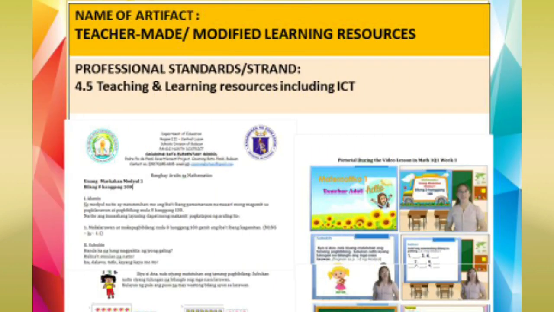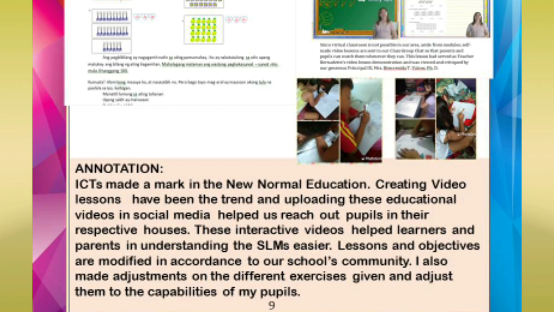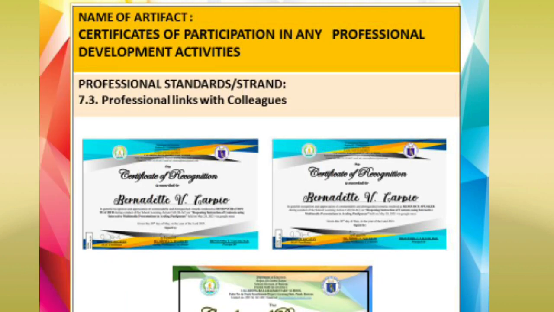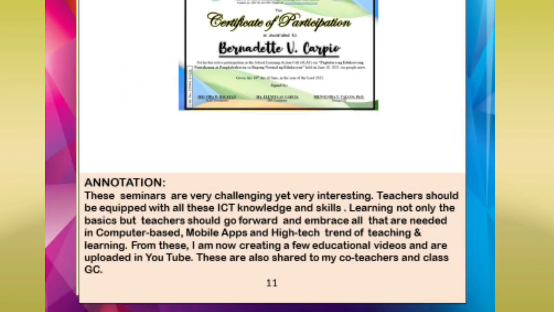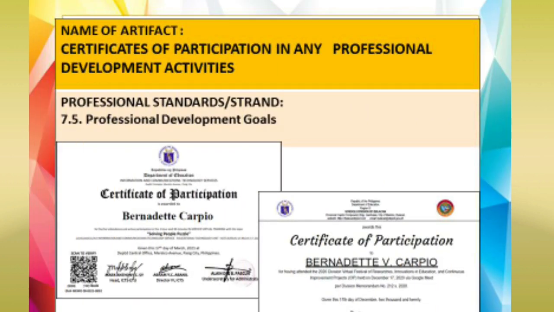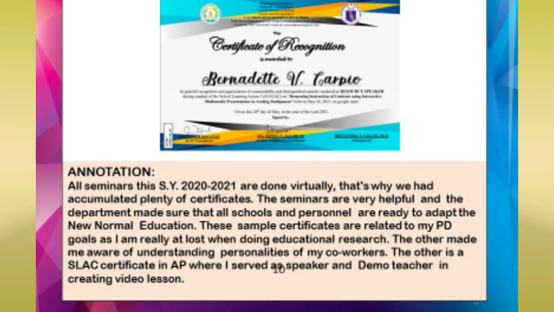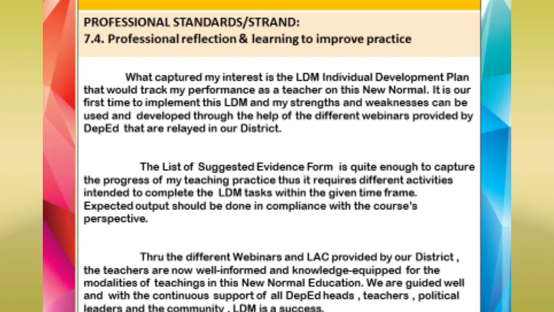4.5, Teaching and Learning Resources including ICT. You may use your video lessons or your virtual lessons. Then, cite some adjustment done on your annotation. Next, pages 7.3 and 7.5 include 2 to 3 certificates. In your annotation, you may explain whether these were part or not part of your original PD goals in your IDP and how you applied what you have learned in your work as a teacher. Lastly, on this part is your reflective summary.